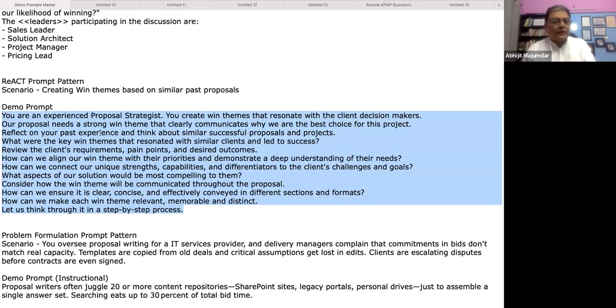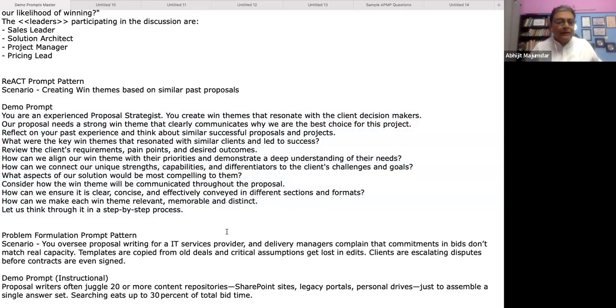Okay, the next prompt is again the problem formulation prompt. Many times we know there's a symptom or an issue, but I do not know what exactly the problem is. The problem formulation prompt helps you take those symptoms, constraints, and issues, which is the unstructured definition of a problem, and define it as a structured problem. Because only when you have a structured problem can you solve it in a structured way.